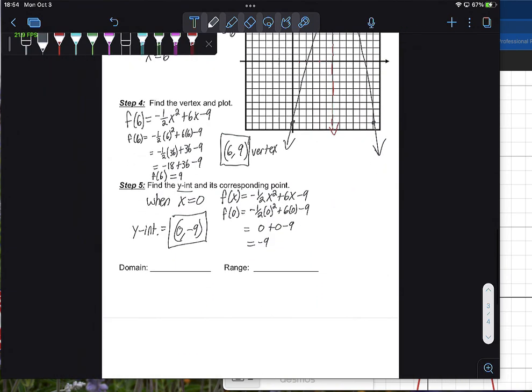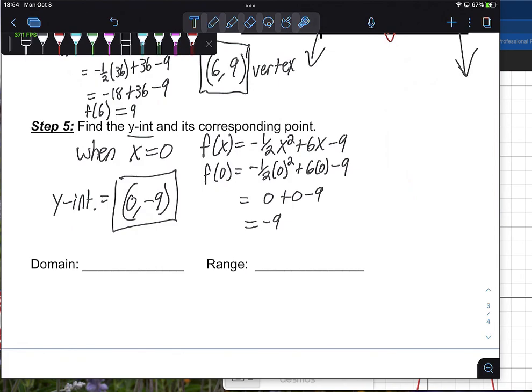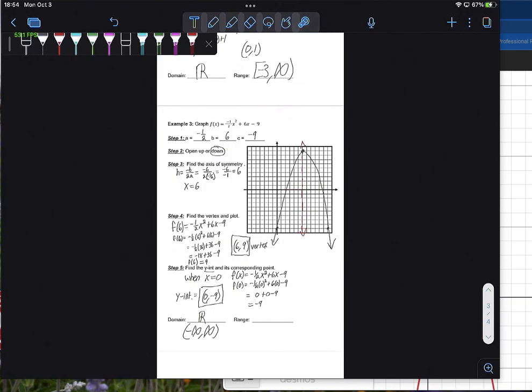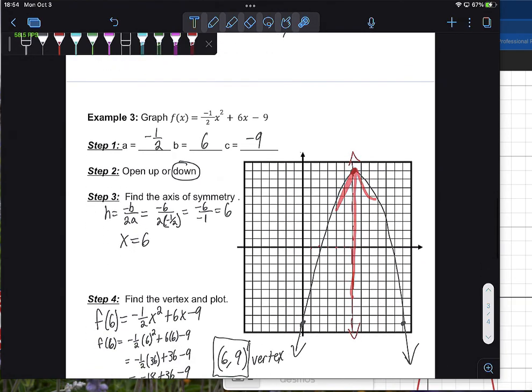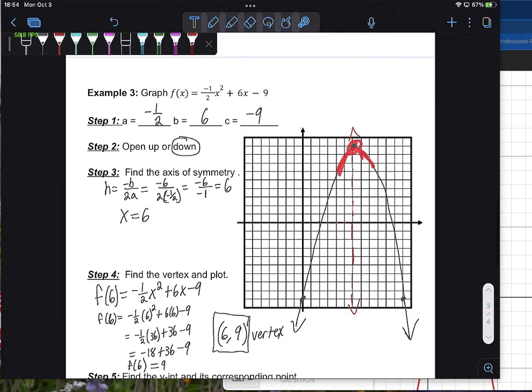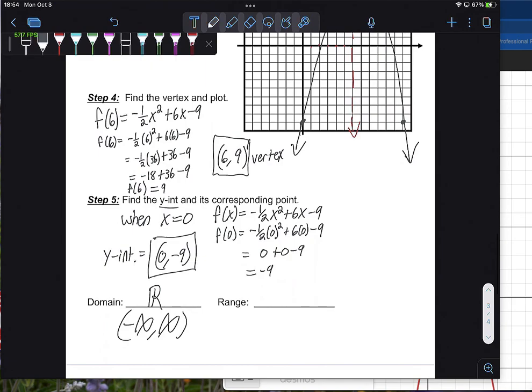Alrighty. Last thing, my domain. How far left is this thing going? How far right is this thing going? Well, it goes to all real numbers. Or if you want to think about it as negative infinity to positive infinity, you're good. And then my range. How high up does this go? Well, it goes up to this point right here. So it has a maximum height of 9. So in this case, it goes up to 9 and then down to negative infinity.